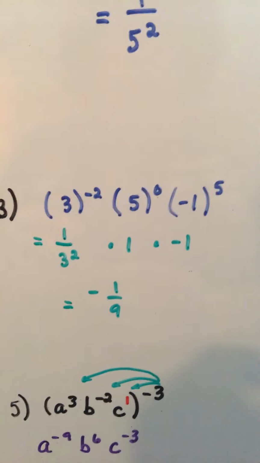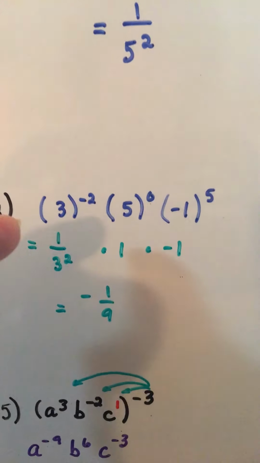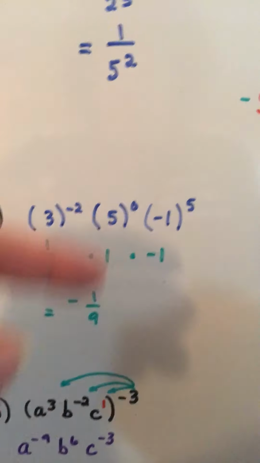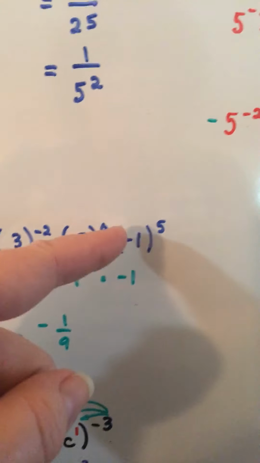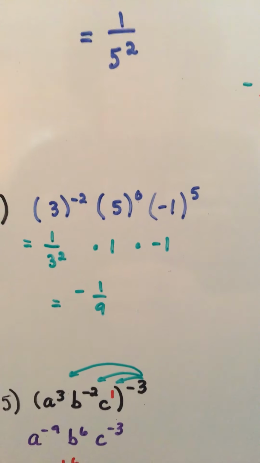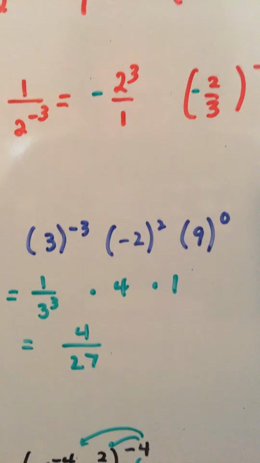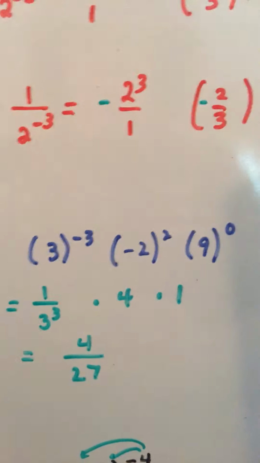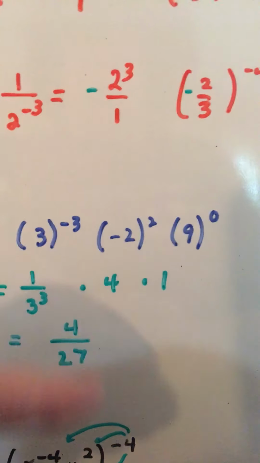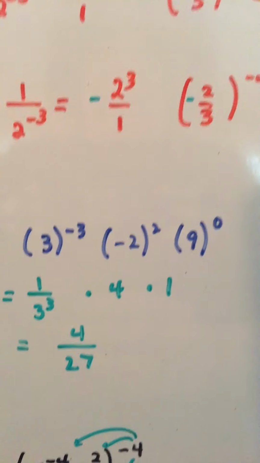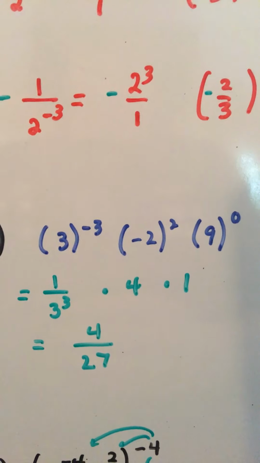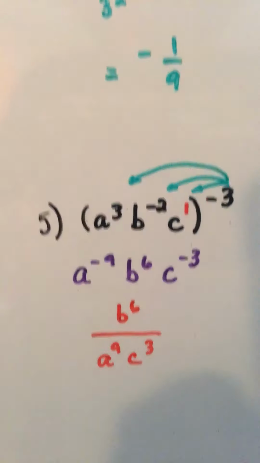So now let's look at some problems. 3 to the negative 2 is really 1 over 3 squared. 5 to the 0 is 1. Negative an odd number of times is negative 1. We have negative 1/9. 3 to the negative 3 is 1 over 3 cubed, and negative 2 squared is a positive 4. 9 to the 0 is 1. We have 4 over 27.